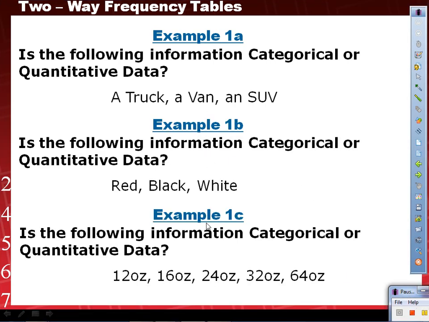Example 1B and example 1C. You don't have to copy the questions, but copy the data. Example 1B is red, black, white, green, and so on and so forth. Example 1C: 12 ounce, 16 ounce, 24 ounce, 32 ounce, 64 ounce. Write the type of data and don't say it out loud.